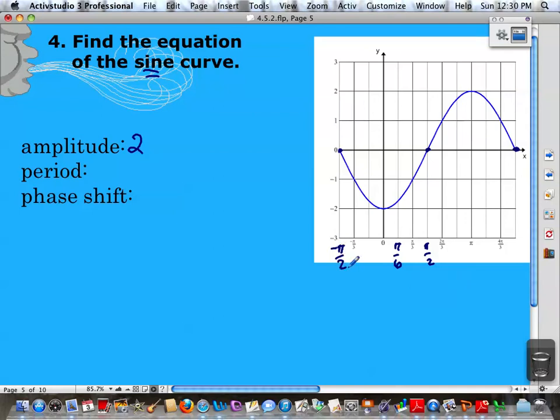This is 3/3, or 6/6, 7/6, 8/6, 9/6 would be 3 pi over 2. So what's my period? My period is going from negative pi over 2 to 3 pi over 2. So how far is that? Well, that's going to be a half plus 3 halves, which is 2. So I still have a period of 2 pi.